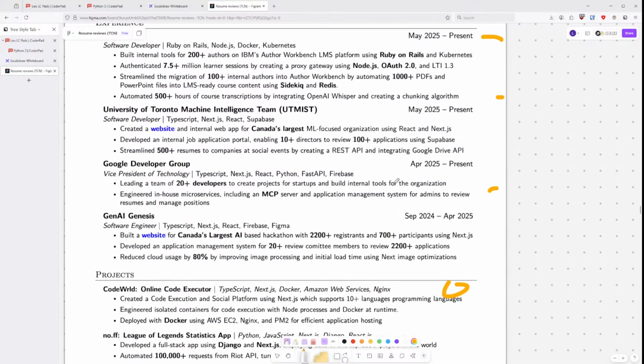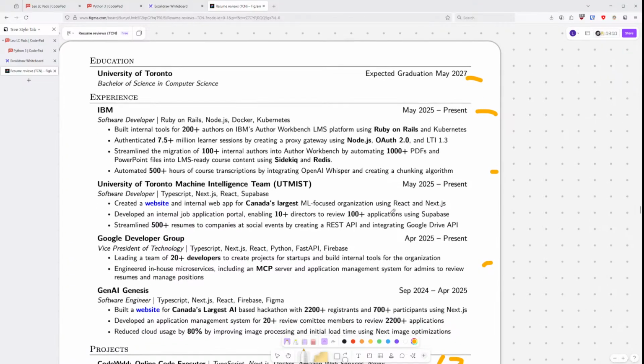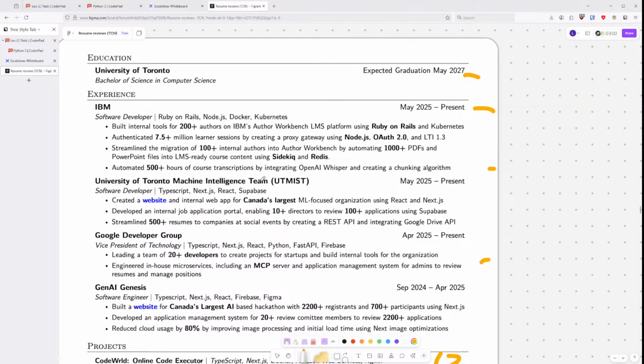How much bolding? I think the bolding is okay. I would say if anything it's a bit on the too much side, but it's okay for now. Learning lesson. Okay. Automating 1,000 plus PDFs and PowerPoint files into LMS 3D course content. Streamline migration, okay, I like that. I would say Streamline is a bit loosey goosey. If you can say exactly how much time or effort this saved, that would be a bit better. And you're still present, so you could maybe do something about that.